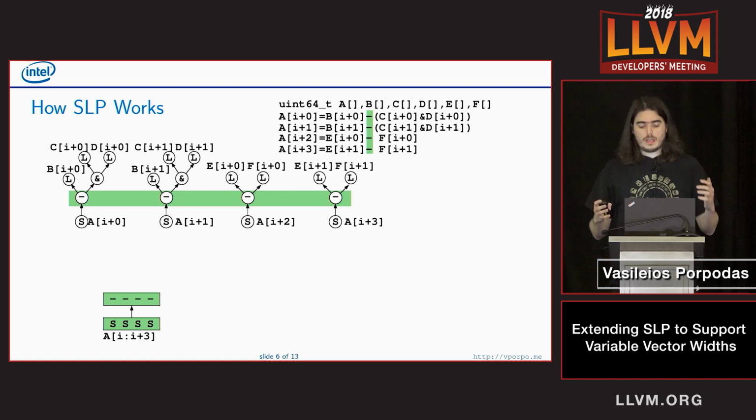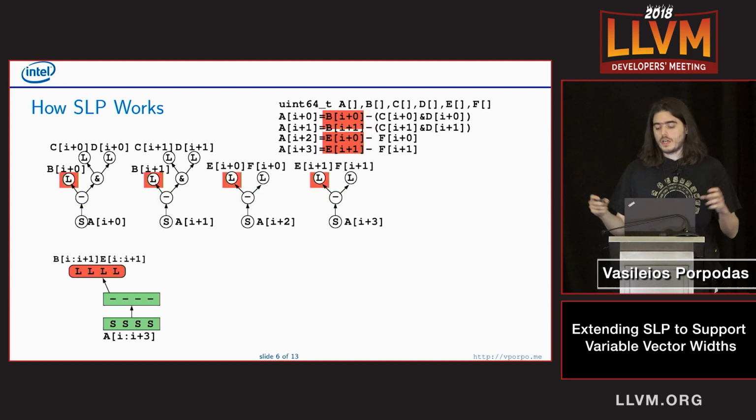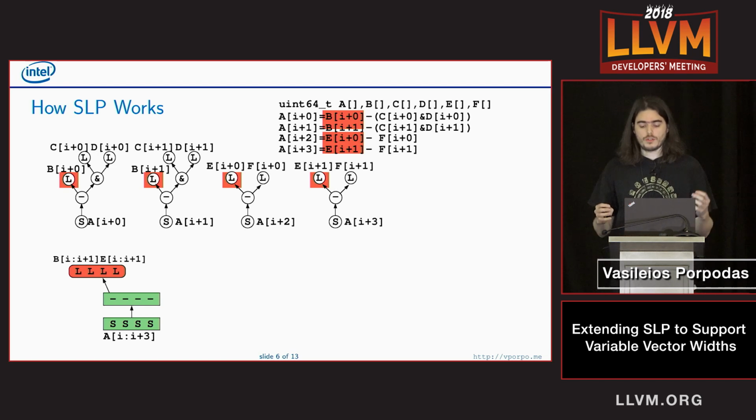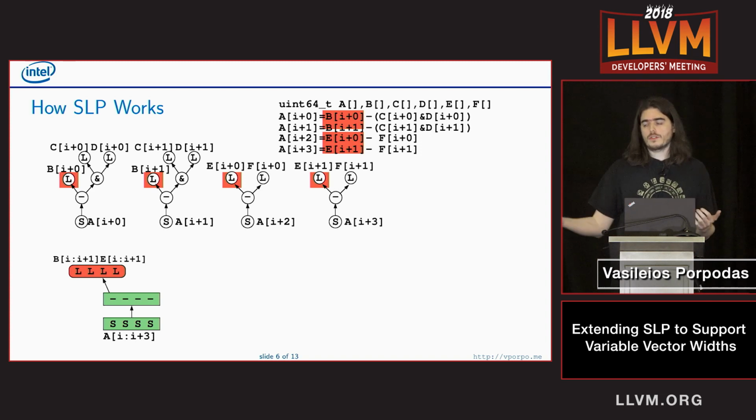So next, it will go through the definitions, and we'll try to group them together, and it can do so. There are like 4 subtractions that can be combined together. And then now we have these: we have 2 operands, the left-hand side operand and the right-hand side operand.